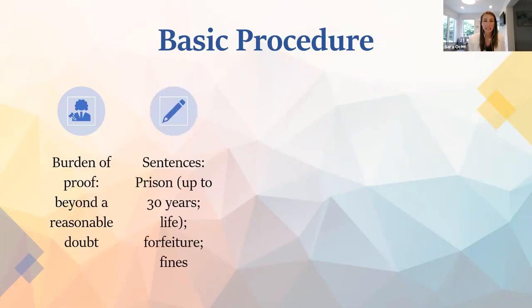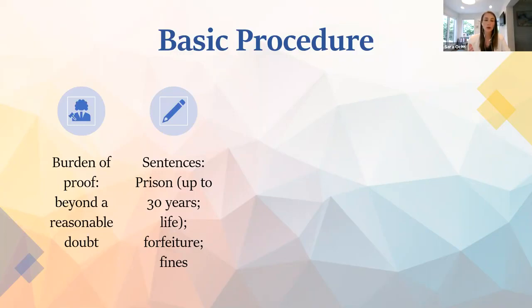As far as sentences, the court may impose several different kinds of sentences. The first are fines. They can fine the defendants. Sometimes these fines will go to pay reparations for the victims. They can require the defendants to forfeit proceeds that they receive from their crimes. They can also sentence a defendant to prison, but there are some limits on this. They can sentence the defendant for any time period up until 30 years imprisonment.